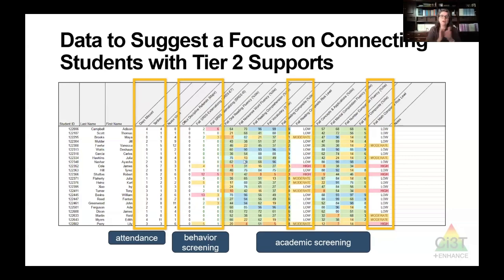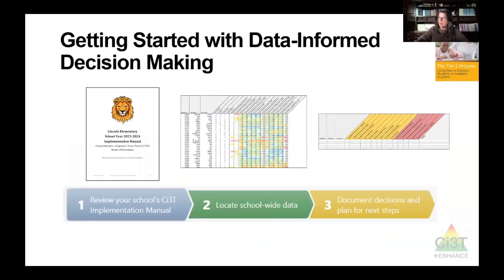So when we talk about using, and this is important, when we say use multiple sources of data, we're not saying you need multiple reading screenings. We're saying look at all the available sources together. So look at attendance, look at office discipline referrals, look at behavioral screenings, look at academic performance, so that you get a picture of that kid's complete areas of success and areas for refinement.